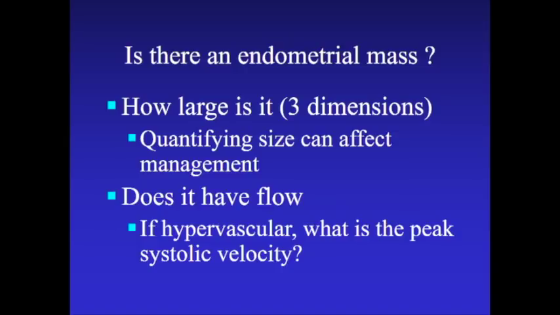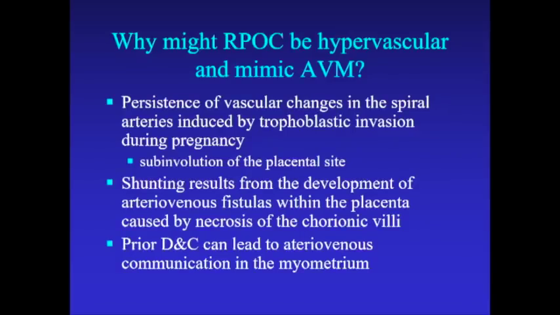So one of the questions that we ask when we see retained products, as I mentioned before, is how large is it? 3 dimensions. Quantifying size can affect management. Does it have flow? And if it has flow, would you call it hypervascular or not? And one of the things that's not clear in the literature is whether you should perform peak systolic velocity, whether you should actually quantify the blood flow. And I would like to have an argument for saying yes. Now, we can't necessarily angle correct, but we can still get a lot of information from looking at that waveform.